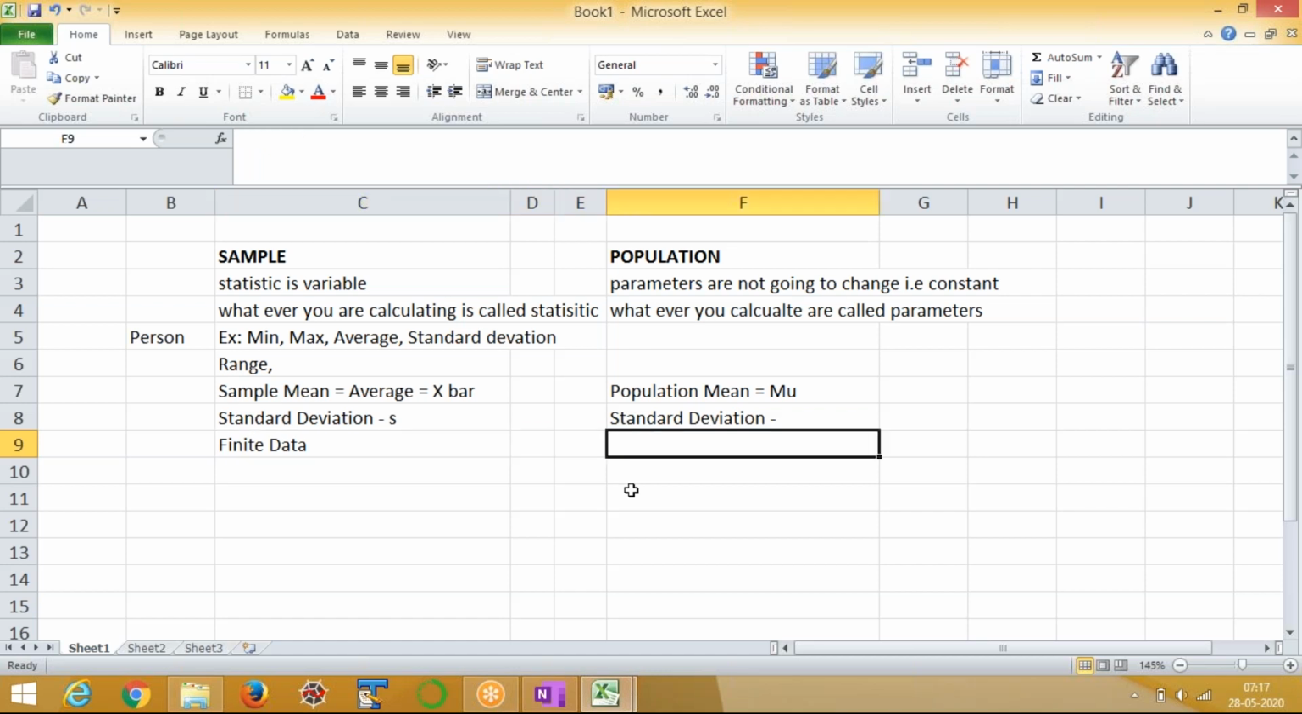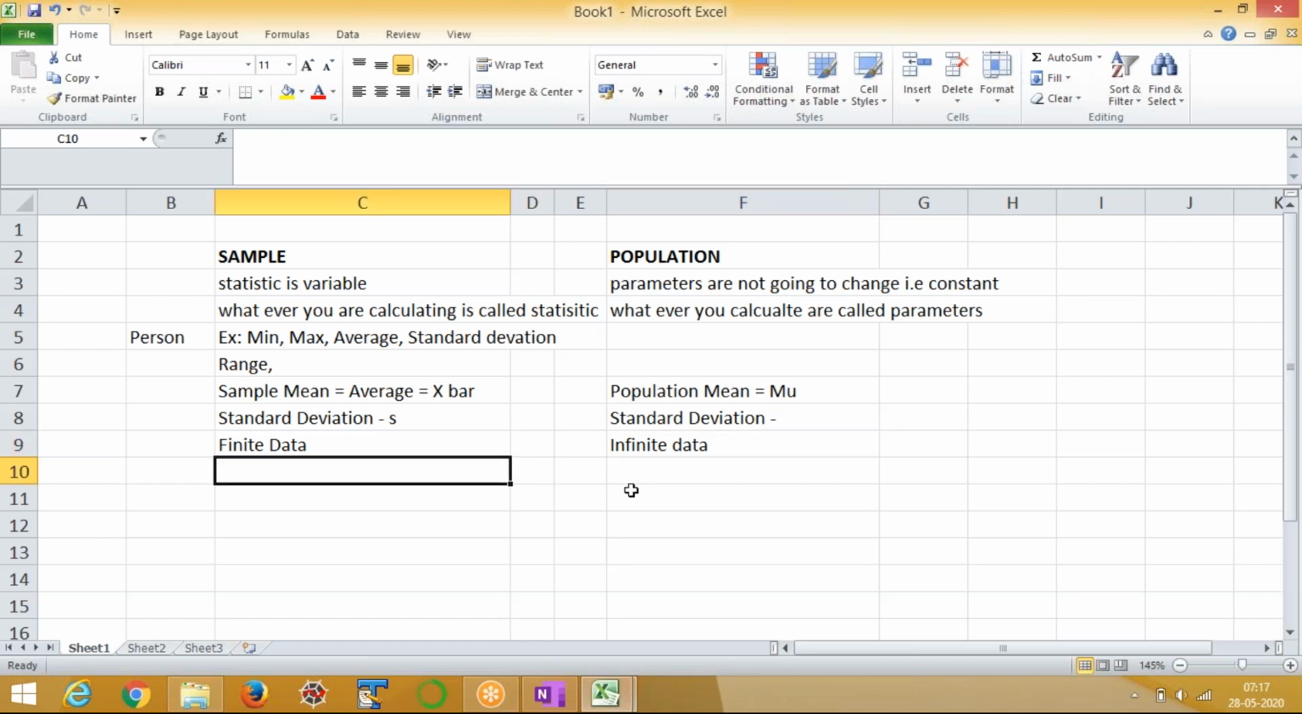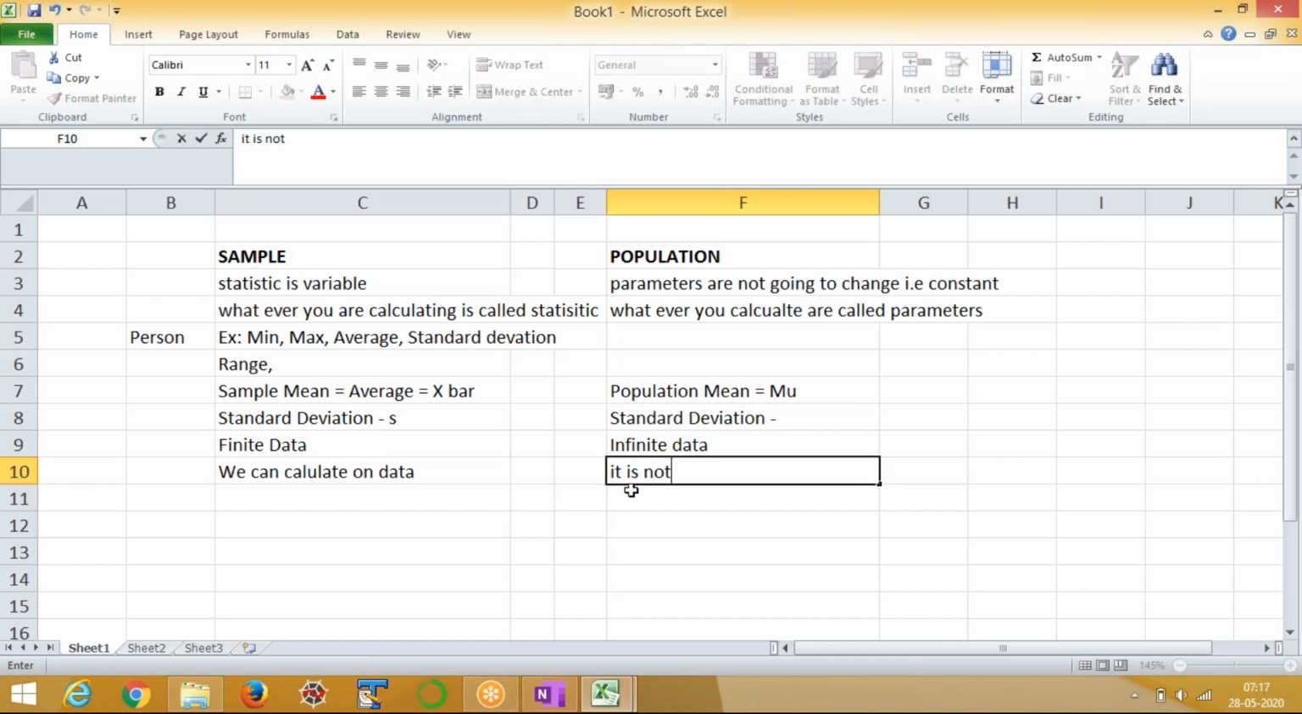And here, infinite data. I'm not sure exactly how big the data is. How many trillions of records or millions of records or billions of records, exactly how big it is is not known. So it is called infinite data. Okay, and here we can calculate on the data. Here it is always possible. Whatever you want to calculate on the sample data is always possible, but here it is not always possible. Why am I saying it is not always possible?